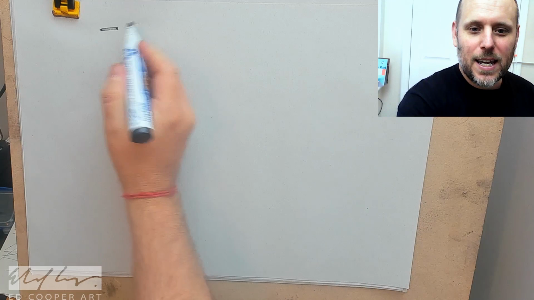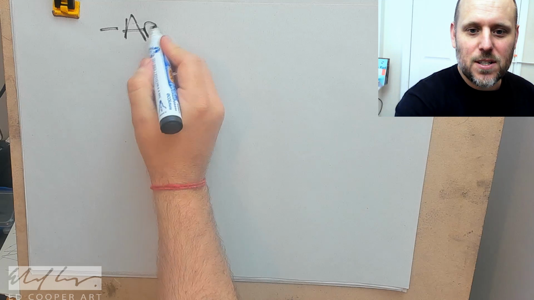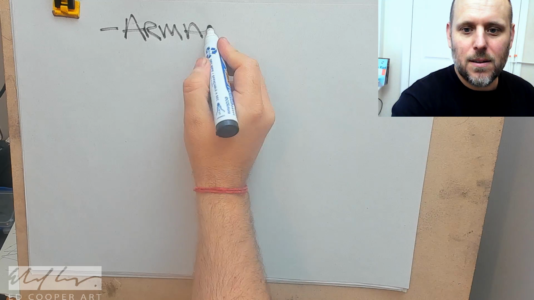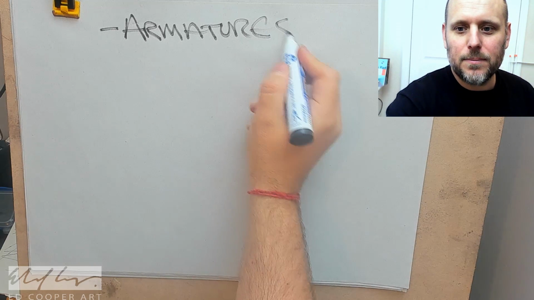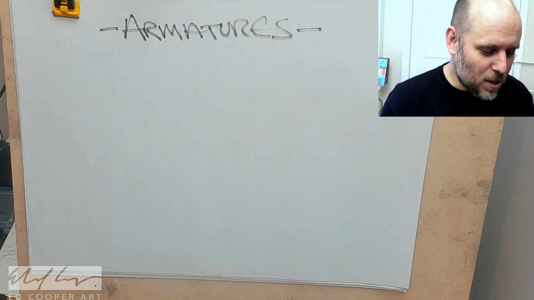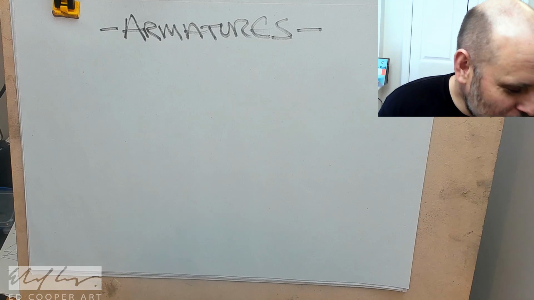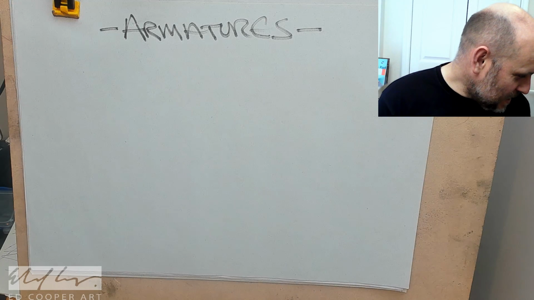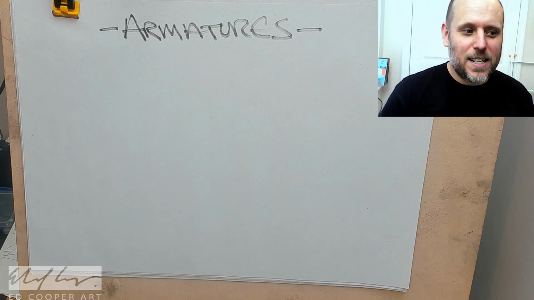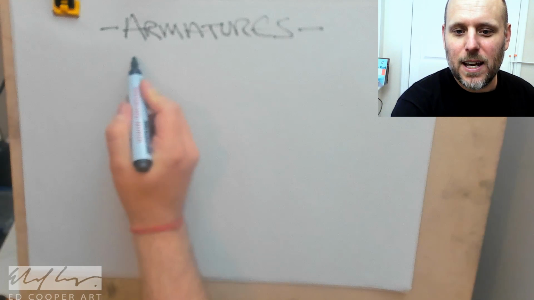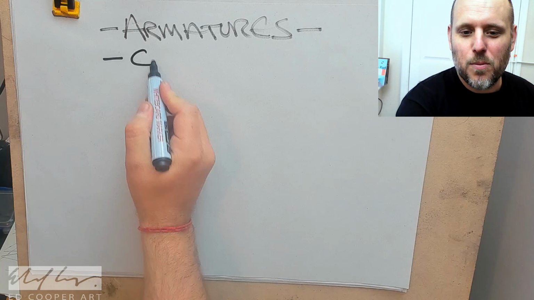So we're looking again at armatures. I'm going to go over a couple that I thought might be useful for you to look at this week. The first one is the idea of a cross, or cruciform.